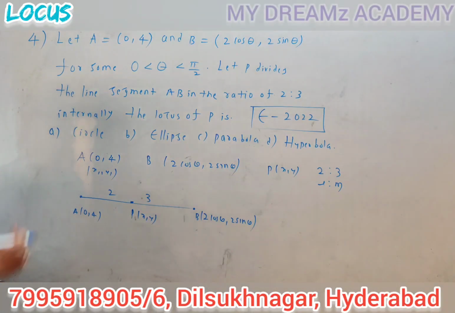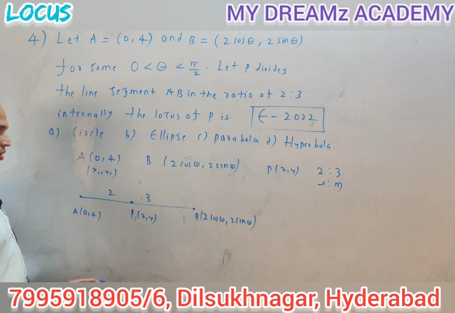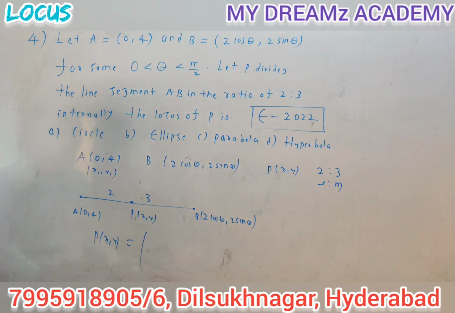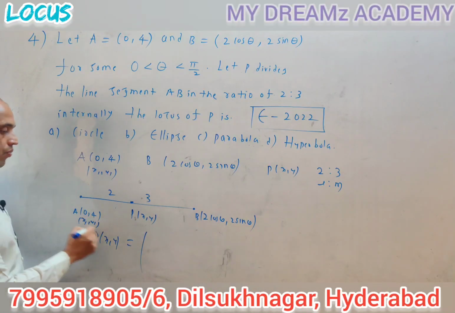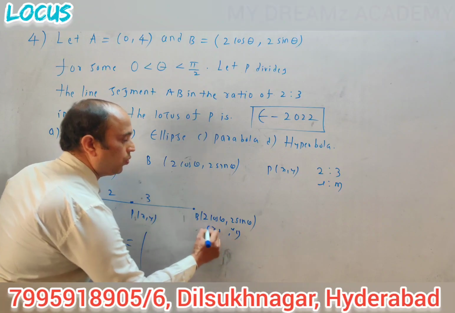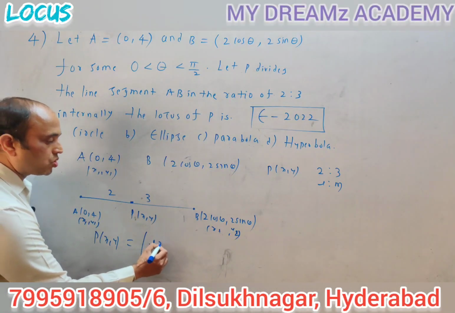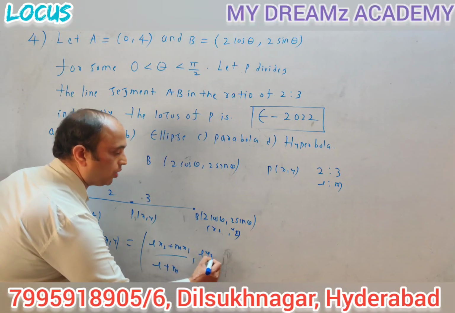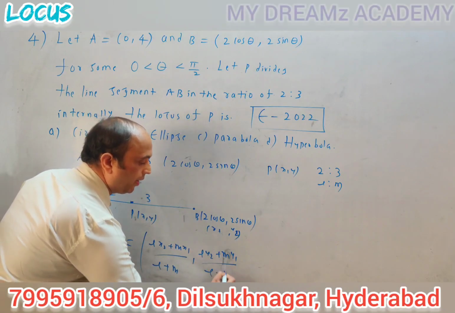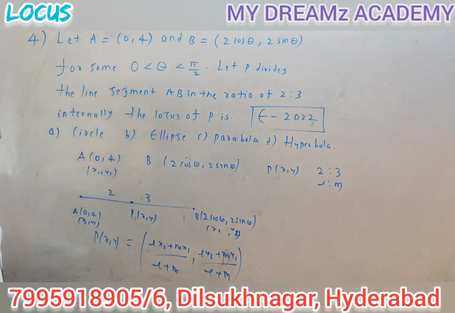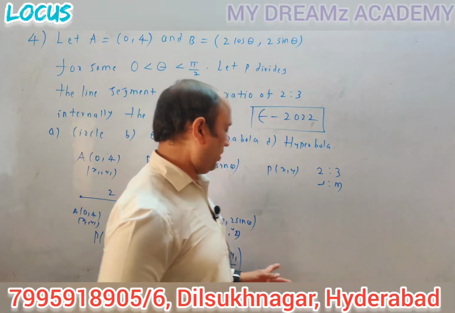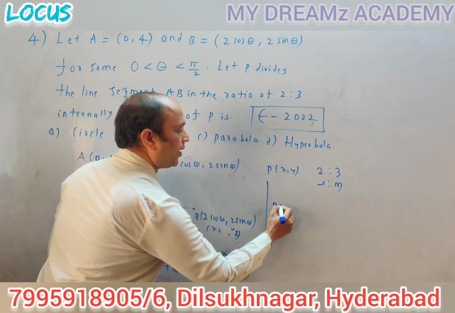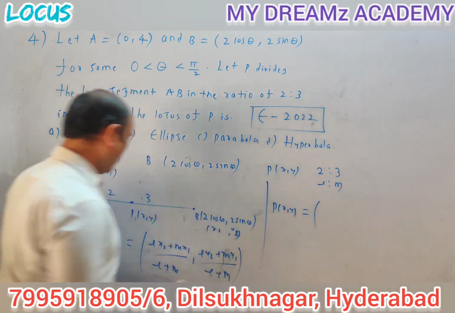Okay, now here we already know the formula. P of x1, the given point, is equal to Lx2. This is x1, y1. This is x2, y2. Lx2 plus mx1 by L plus m, Ly2 plus my1 by L plus m. This is the internal ratio; if it is external, we can take the minus. So P(x, y) is equal to Lx2.